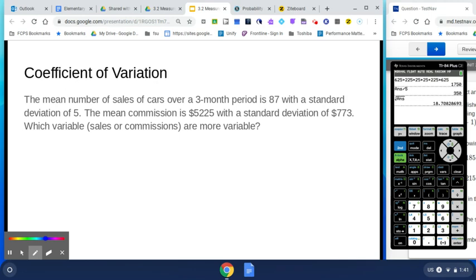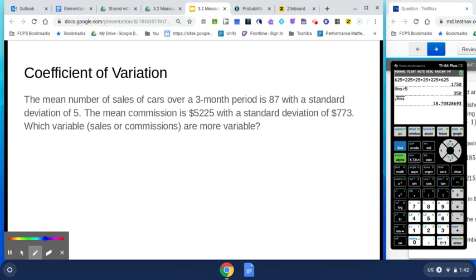Okay, so in order to find the one that's more variable, I cannot just compare their standard deviations. The first standard deviation of 5 is in the unit of number of cars sold. The second standard deviation is in terms of money. So I can't compare these two numbers because they're in different units.